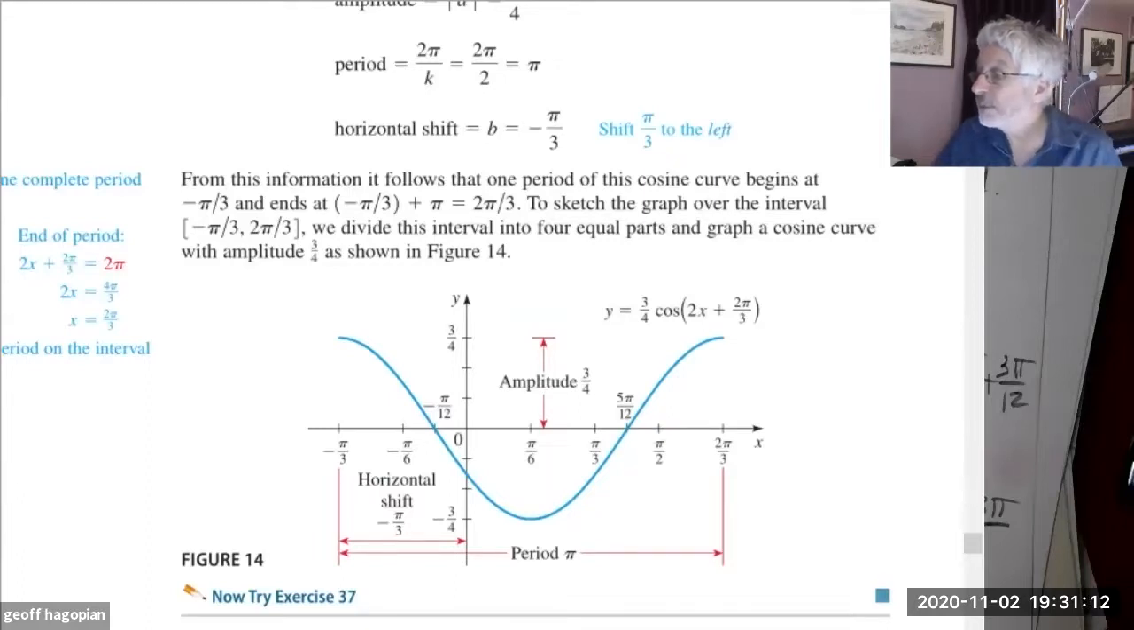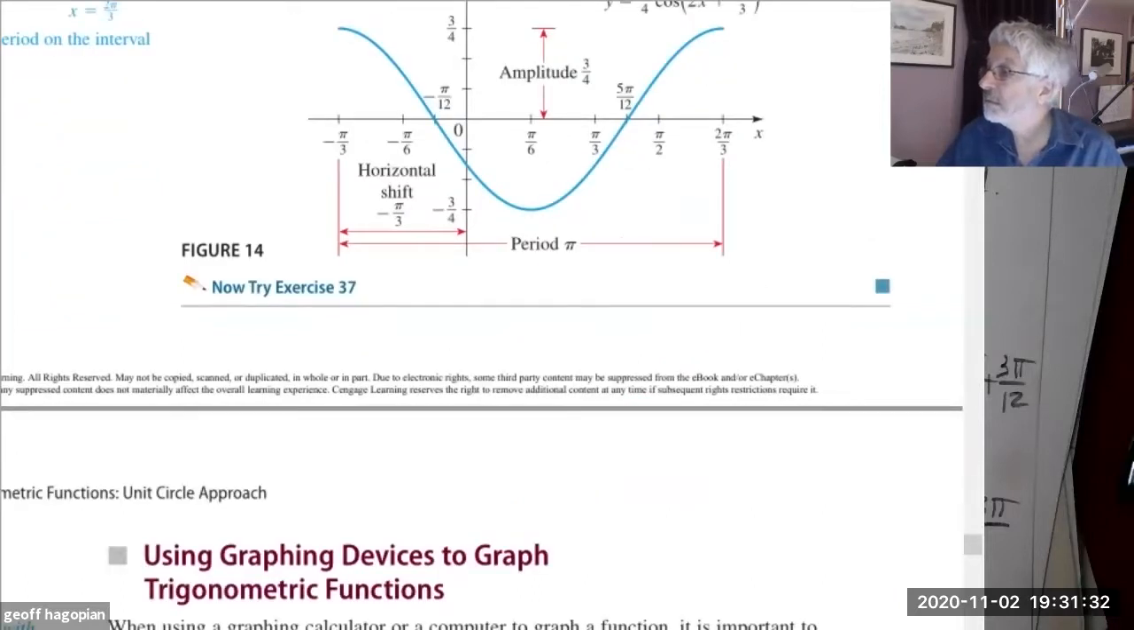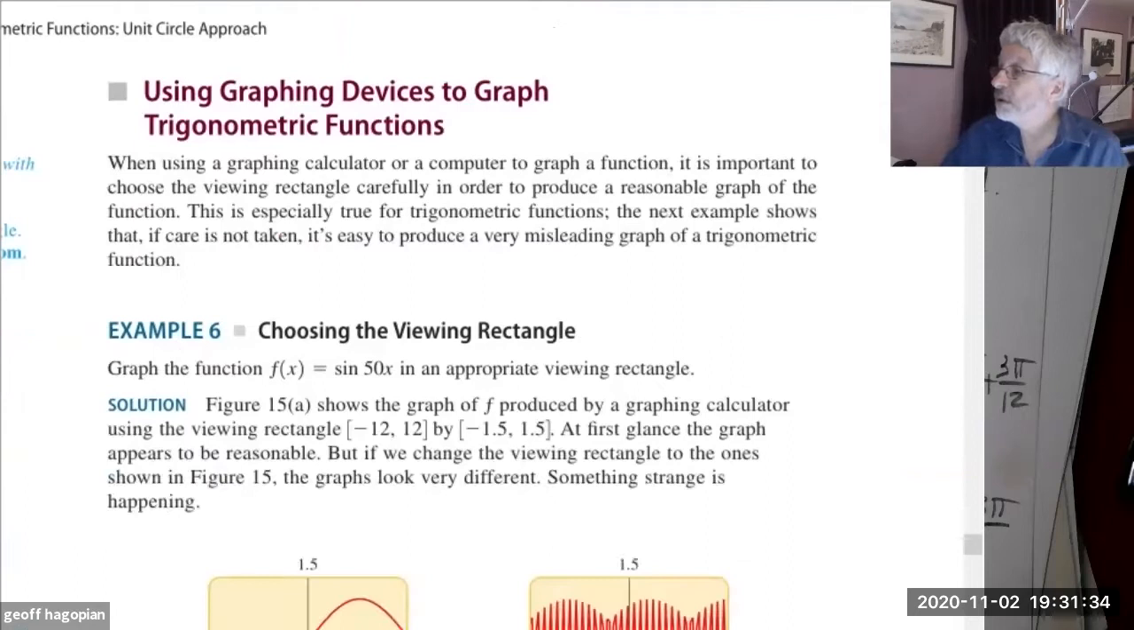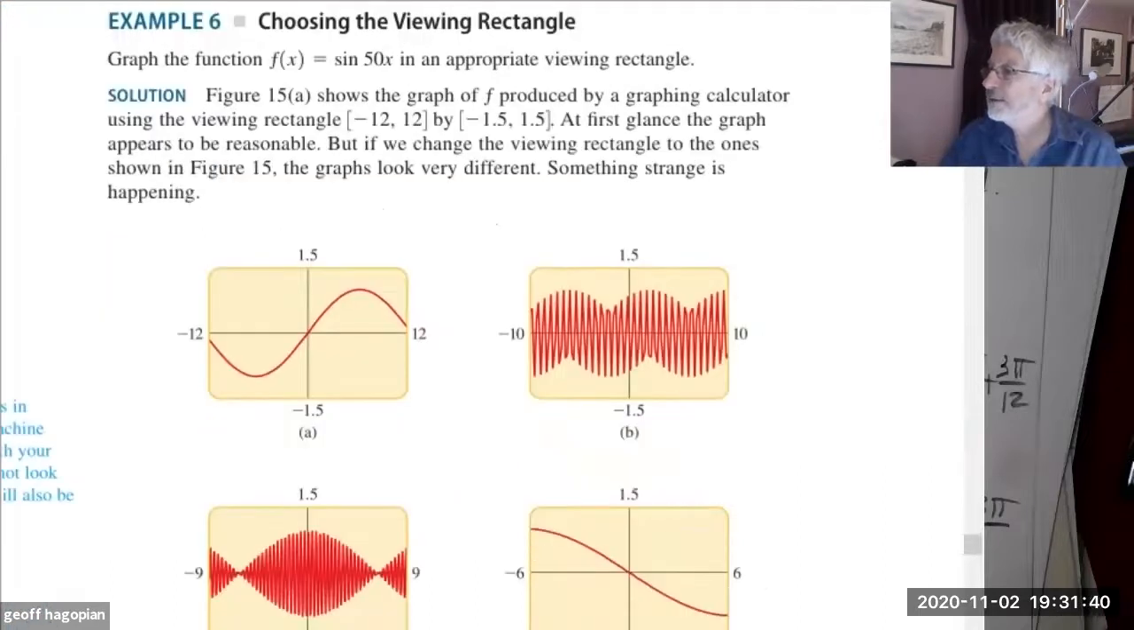And what do they say? From this information, it follows that one period of the curve begins at negative pi over 3 and ends at, add pi to that, and you get 2 pi over 3. To sketch the graph over the interval of one oscillation, we divide this interval into 4 equal parts and graph the cosine curve with amplitude 3/4 as shown in the figure. All right. So using graphing devices to graph trigonometric functions, we need to sort of choose the viewing rectangle.